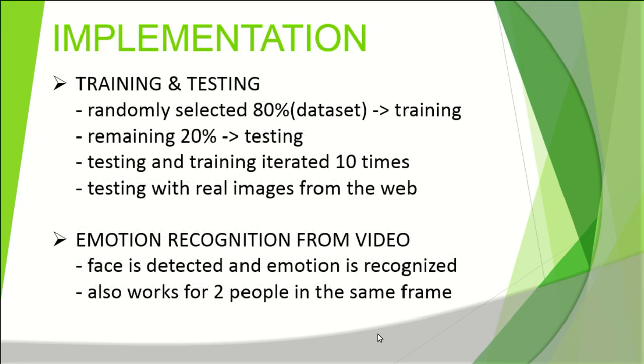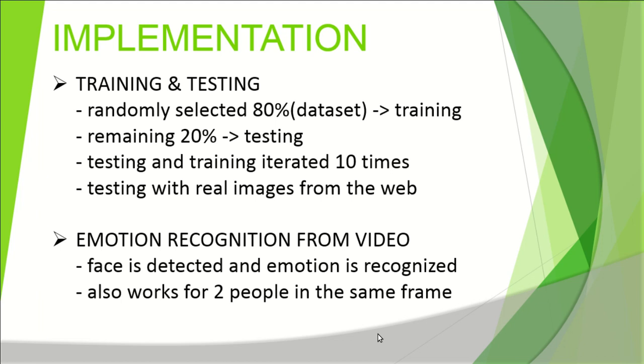Training and testing use the same dataset that was obtained, that is the CK plus dataset. Now 80% of the dataset was randomly selected and used as the training set, and the remaining 20% was used as the testing set. This was repeated 10 times, each time randomly picking 80% for training and the remaining 20% as the testing set. Now the trained model is finally tested with real images from the web.